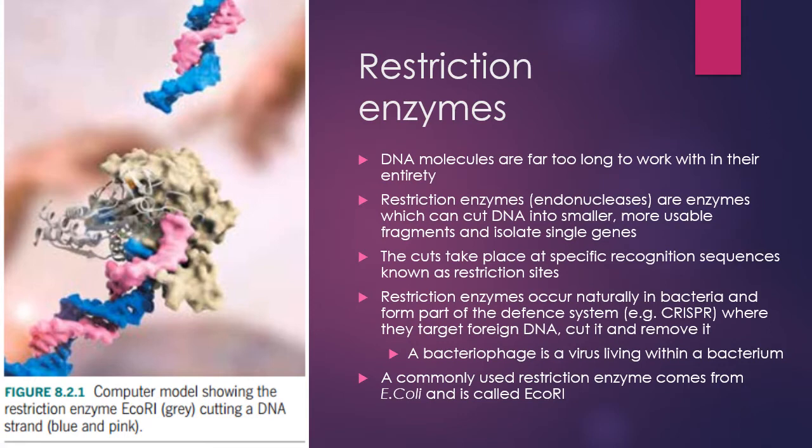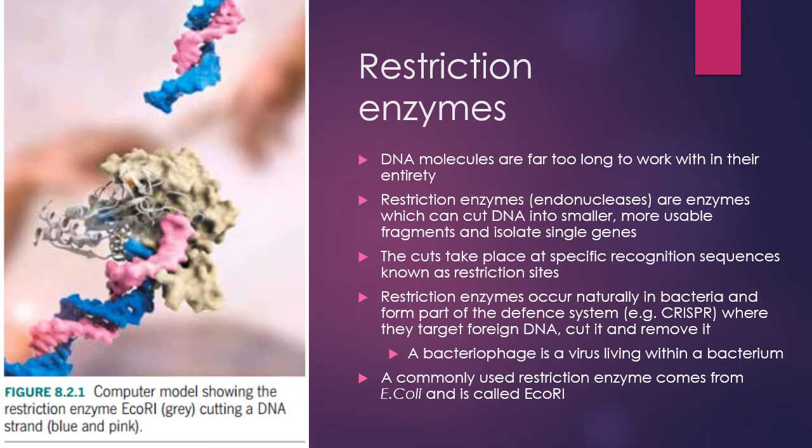The cuts take place at specific recognition sequences called restriction sites, which is different depending on the restriction enzyme that's chosen. So there's a bunch of different restriction enzymes available. They all cut DNA, but at different restriction sites. They occur naturally in bacteria and target foreign DNA to cut it and remove it. And that's how they've obtained these enzymes for use in biotechnologies.